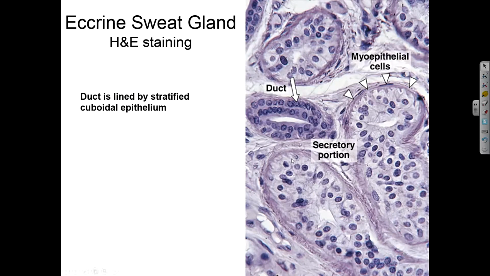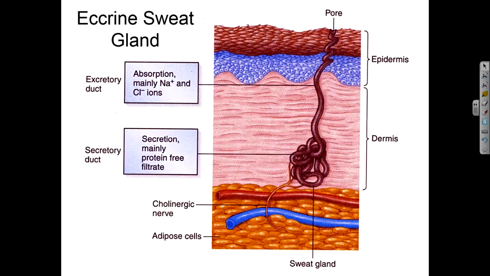Now remember, there's the secretory portion, and then there's the duct portion that transports the fluid. The duct portion is classified as stratified cuboidal epithelium. This is pretty much it for stratified cuboidal classification. It's the duct portion of the eccrine sweat gland. And if we look at the function of these eccrine sweat glands, as I mentioned, there's the secretory duct, highly coiled, which is creating the fluid of sweat.